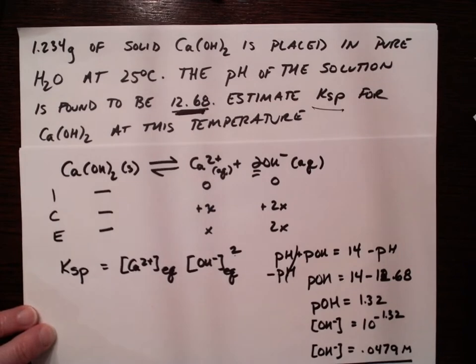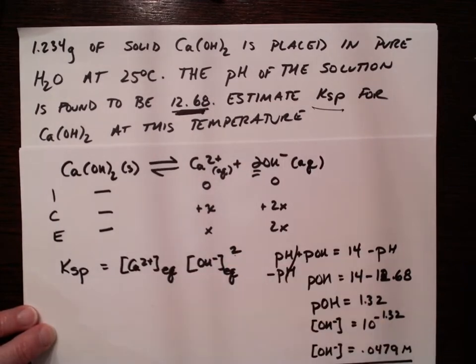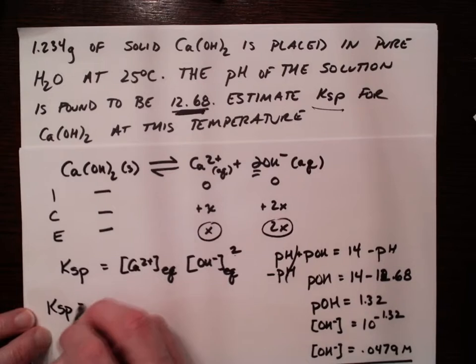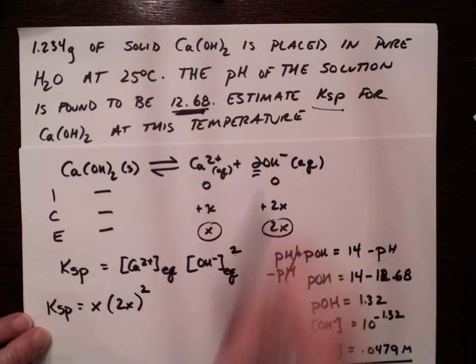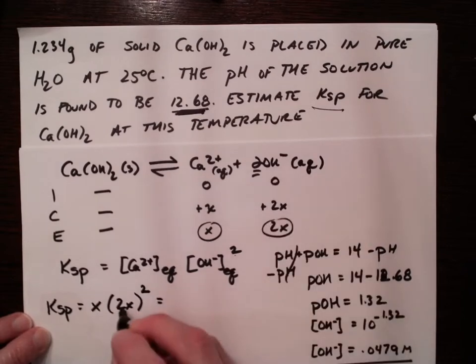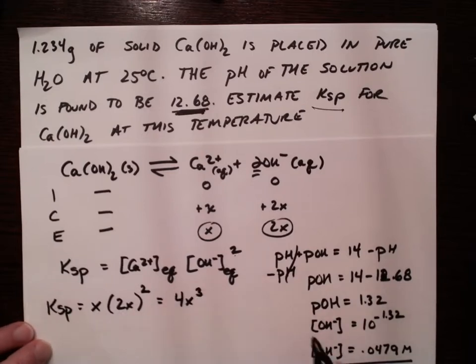Let's see if this helps. What am I trying to find? I'm trying to find KSP. I have the hydroxide concentration. Okay, let's plug these guys in here. So KSP, that's going to be X for calcium times the quantity 2X squared for hydroxide. So that's going to be 2X and 2X times 2X is 4X squared times X, that's 4X cubed. So if I find X, I've got to cube it and multiply it by 4, and I'm home free.